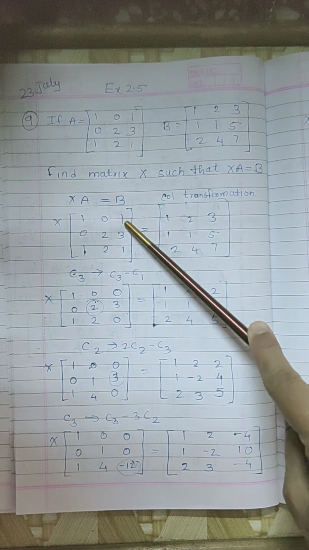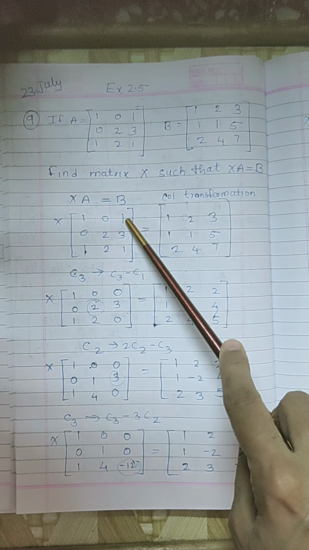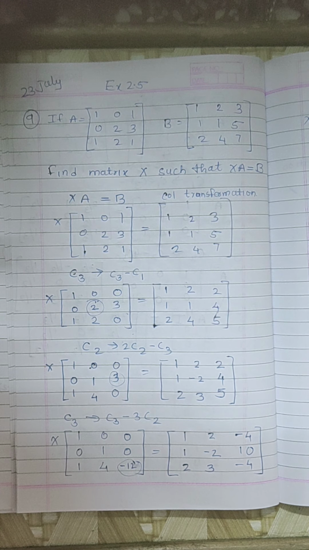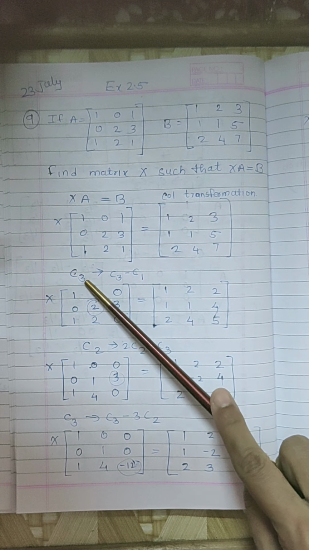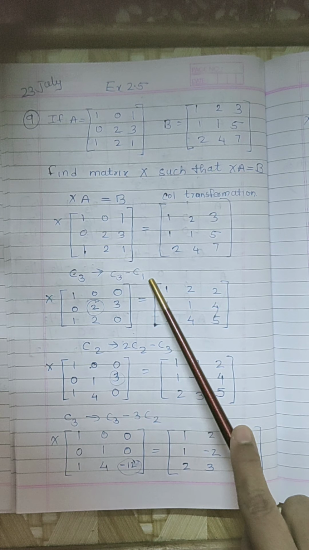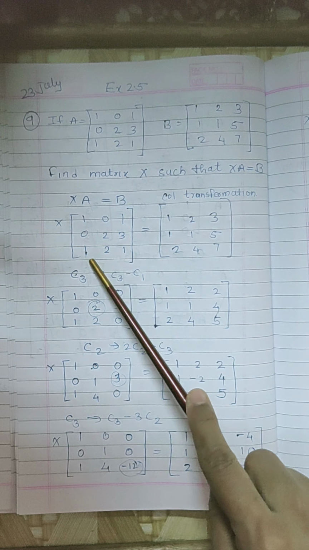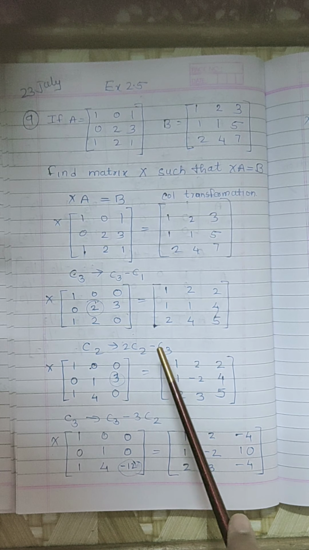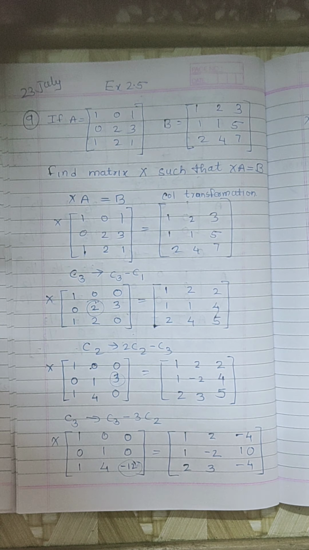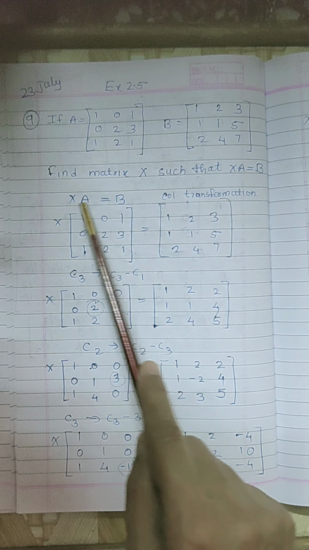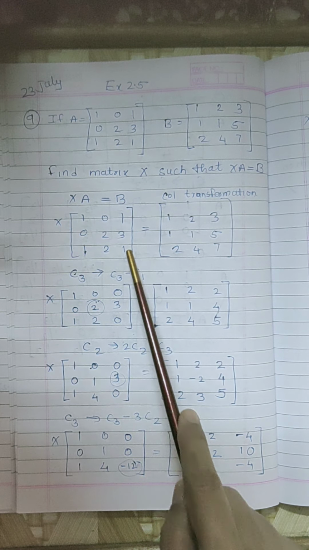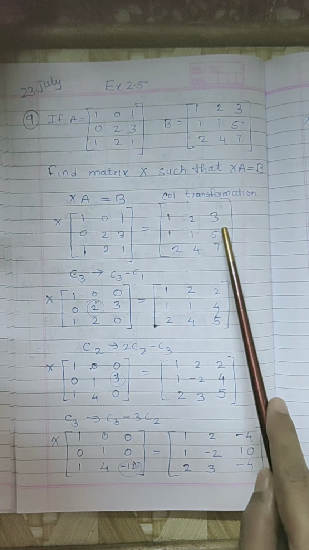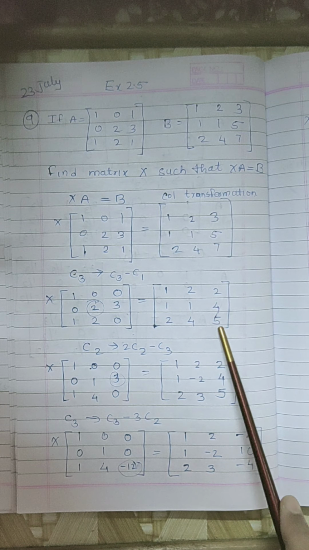So how to make it 0? Suppose this minus this we do, then it will become 0. That means if you do C3 minus C1, it easily becomes 0. So the first transformation is C3 changes to C3 minus C1. C1 and C2 write down as it is, here also. Then C3 minus C1: 1 minus 1 is 0, 3 minus 0 is 3, and 1 minus 1 is 0. And here also the same: 3 minus 1 is 2, 5 minus 1 is 4, and 7 minus 2 is 5.